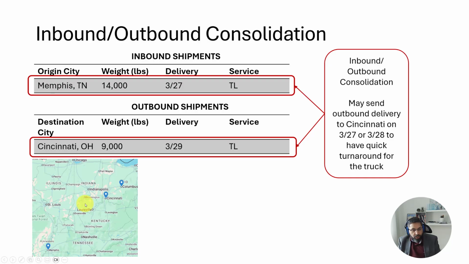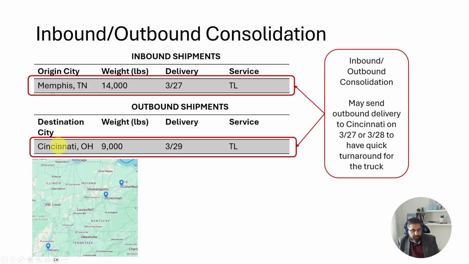But anyway, if you call up your carrier and say, you're bringing the shipment in on the 27th of March, I can load up an outgoing shipment that you deliver on the 28th to Cincinnati, Ohio, because you might arrive at the end of the day on 27th. I have to offload you, load you with the next shipment. And so I'm fine with you delivering one day earlier to Cincinnati, Ohio.